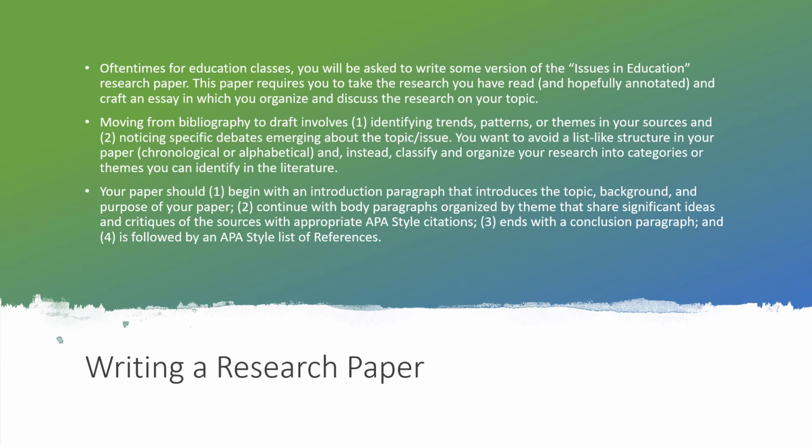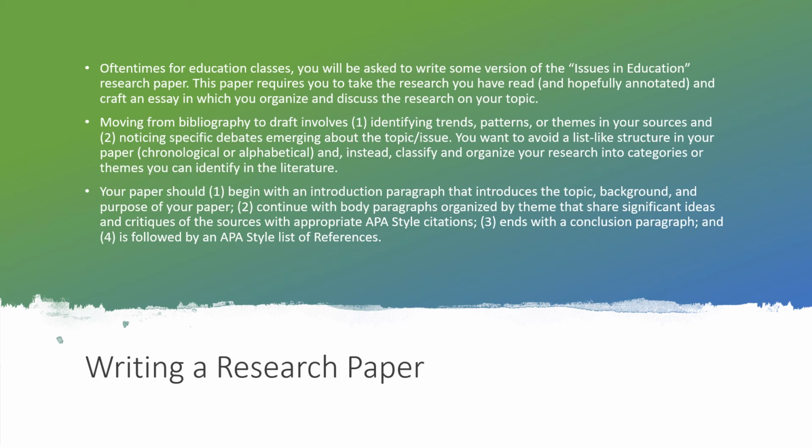So moving from bibliography, where you just have a list of sources in alphabetical order based on APA citations, that draft involves then identifying trends, patterns, or themes in your sources, noticing specific debates emerging about the topic or the issue, right? So what are the common things you see when people talk about this topic? And are there any areas that people tend to disagree about and argue about in the literature you're reading?